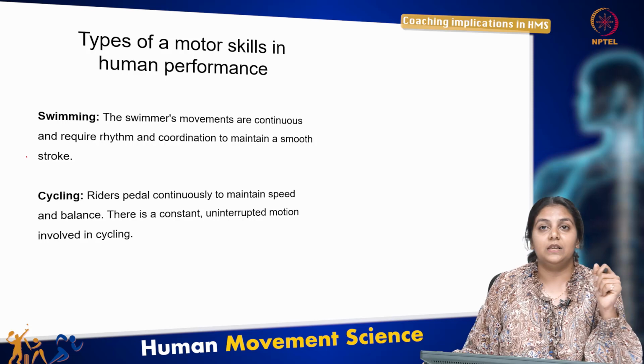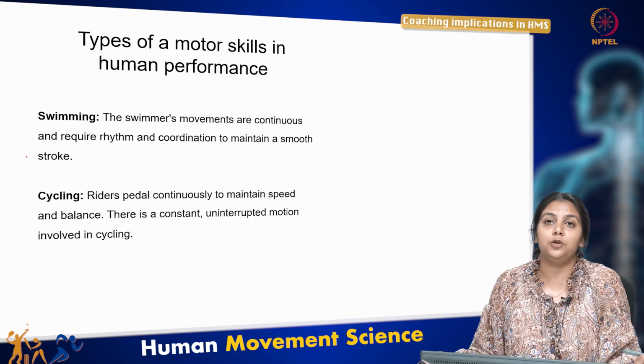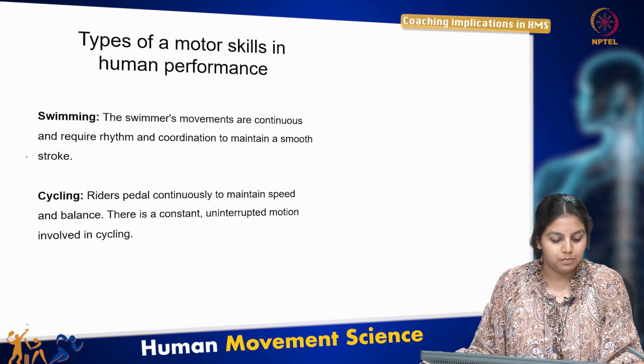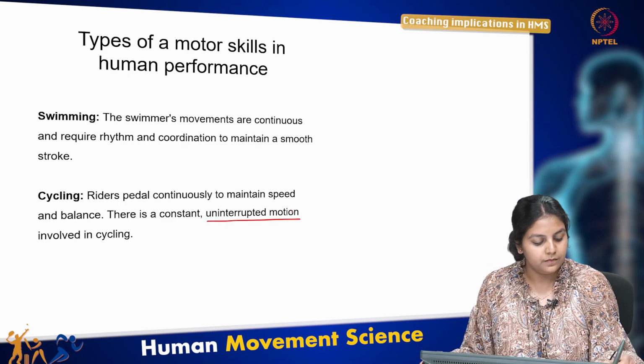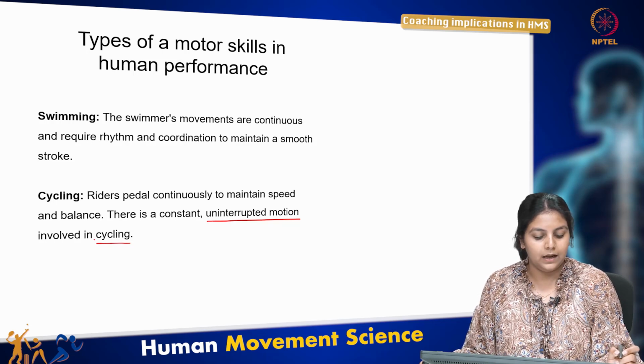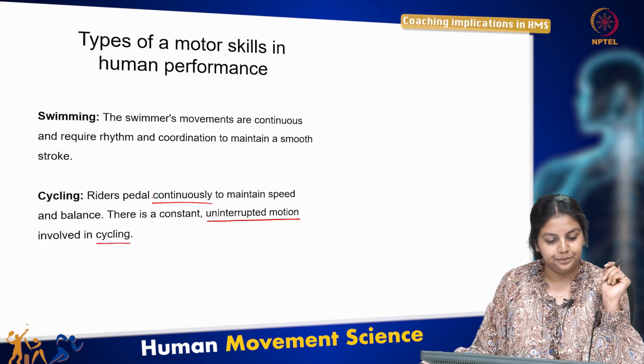Another example is cycling. In cycling, riders pedal continuously to maintain speed and balance. So there's a constant, uninterrupted motion that is involved in cycling, making it a continuous skill.